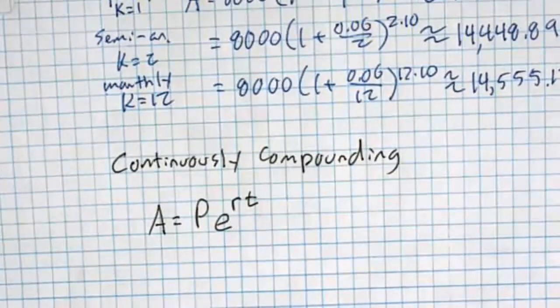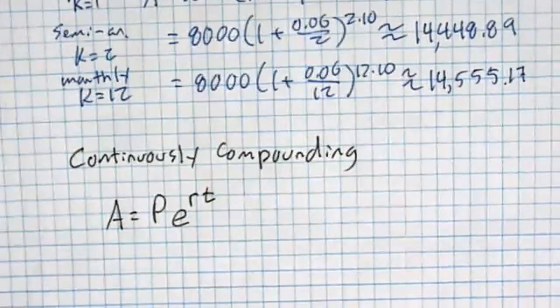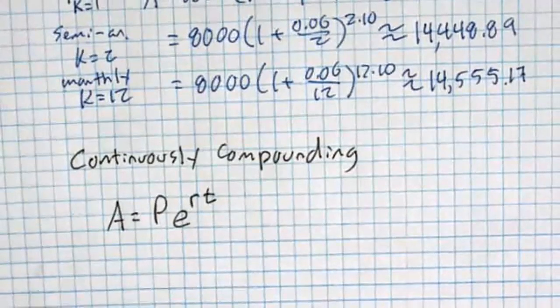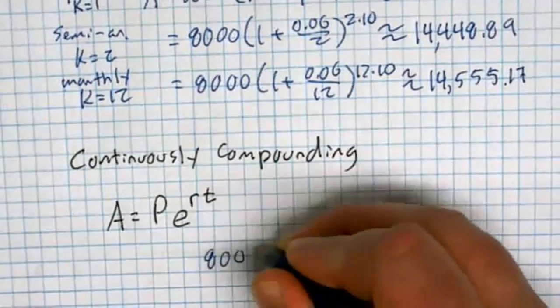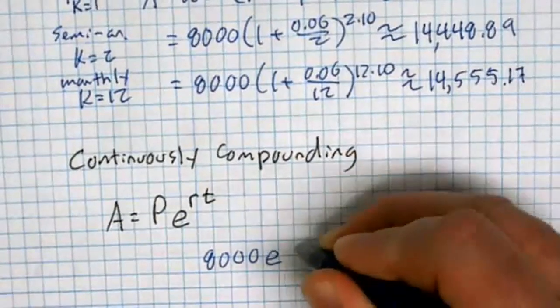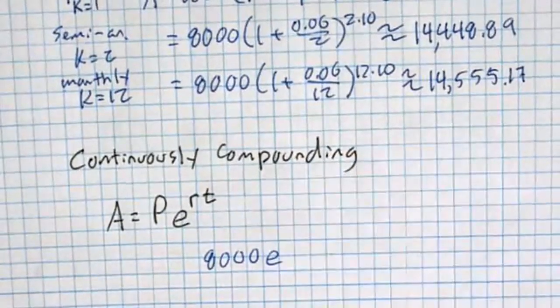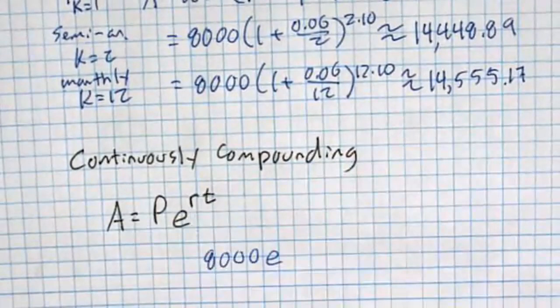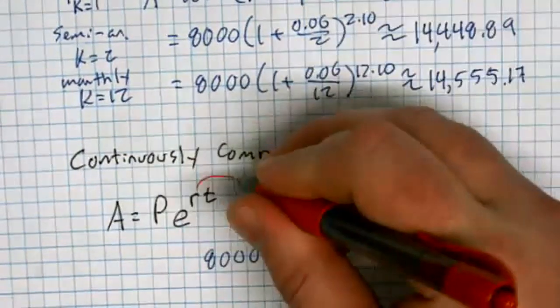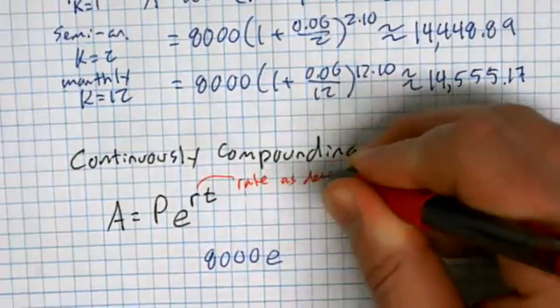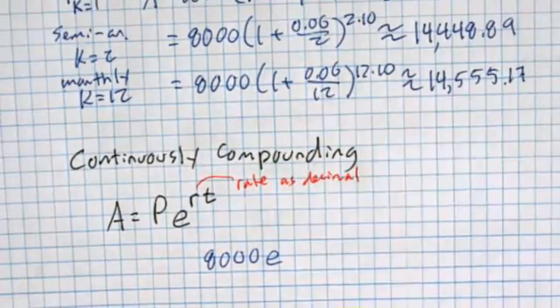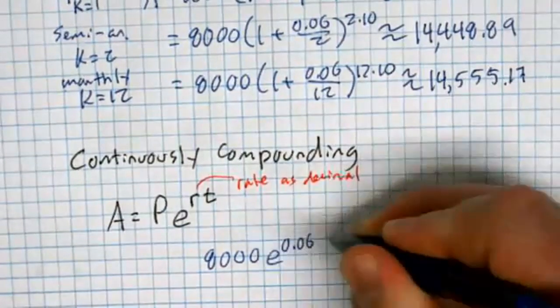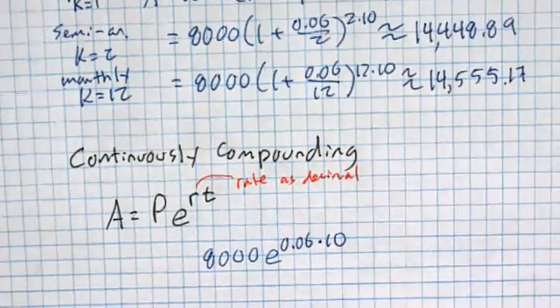This is the best we're ever going to do, even if we're compounding 20 trillion times per second. So for our particular situation, $8,000 times e to the, now this time R is our rate as a decimal. So this would still be 0.06. And then T is the number of years, just like it was a moment ago.